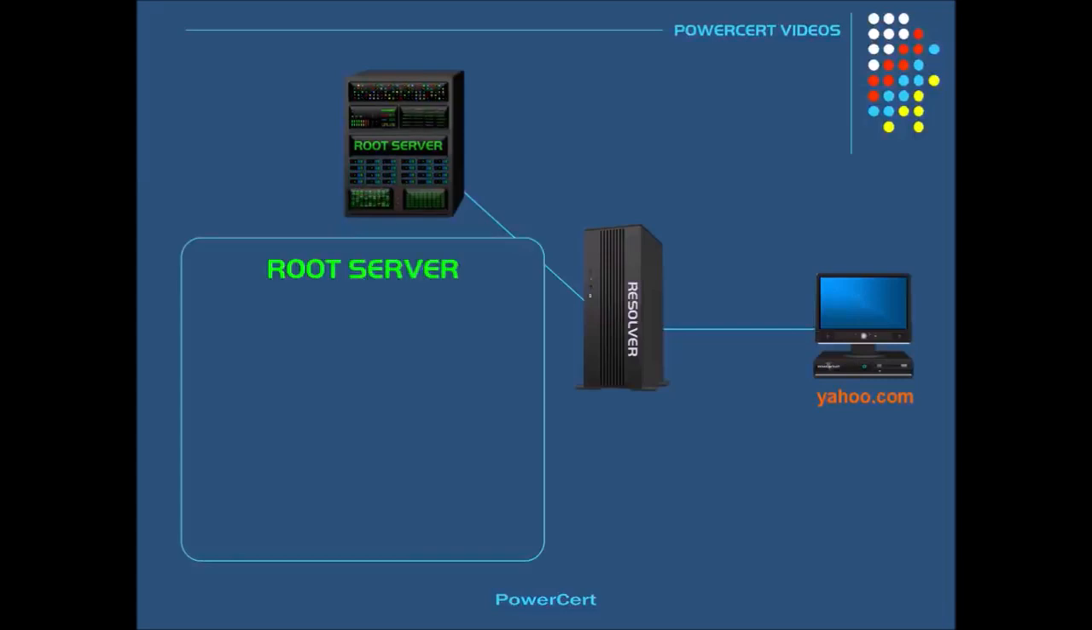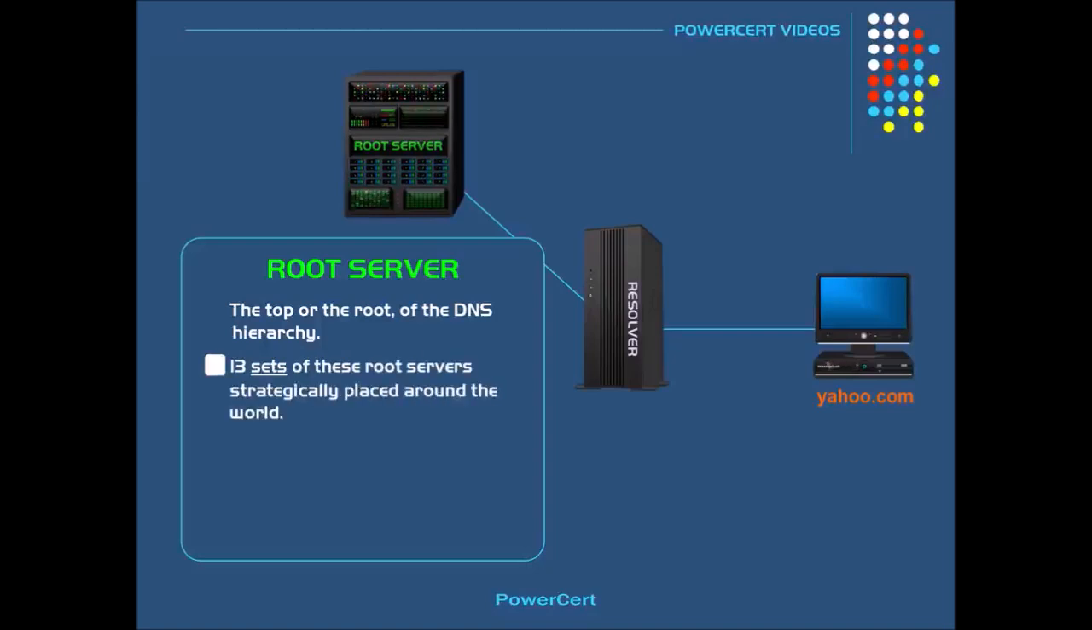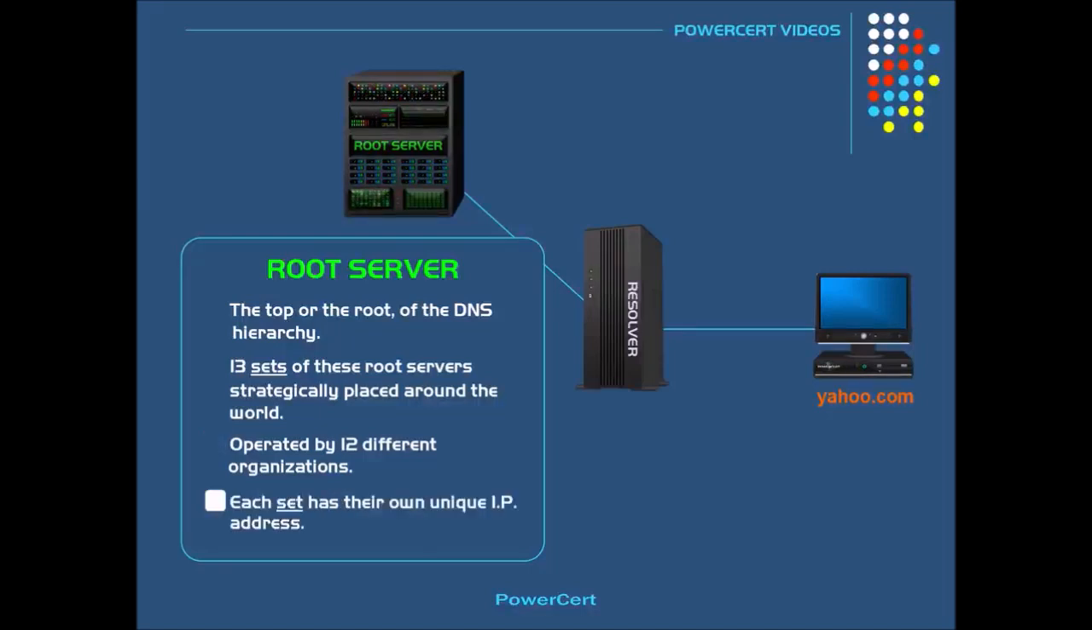So when the resolver receives the query, it will check its own cache memory to find an IP address for yahoo.com, and if it can't find it, it will send the query to the next level, which is the root server. The root servers are the top or the root of a DNS hierarchy. There are 13 sets of these root servers, and they are strategically placed around the world, and they are operated by 12 different organizations. And each set of these root servers has their own unique IP address.